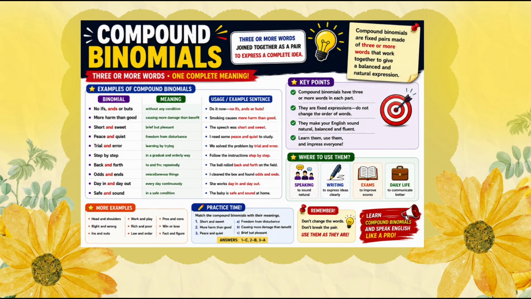Key points: compound binomials have three or more words in each part. They are fixed expressions, which means do not change the order of words. They make your English sound natural, balanced, and fluent. Learn them, use them, and impress everyone. Where to use them? You can use them in speaking, writing, exams, or daily life.